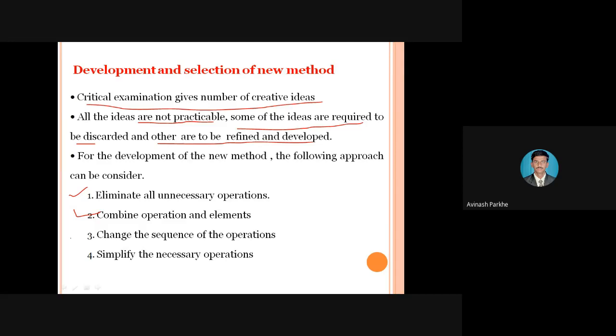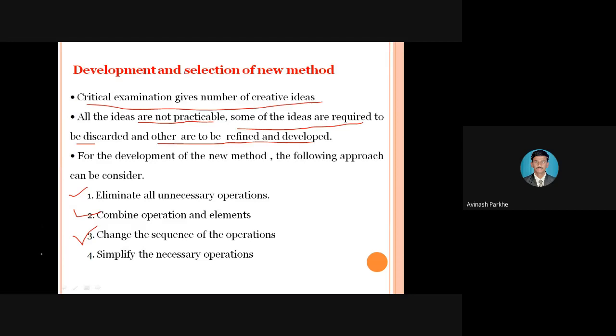Then third is change the sequence of operation. Sometimes your raw material is moving in many directions. Sometimes it has to travel the maximum distance from one machine to the second to the third. So if I change the sequence of operation, through the modified sequence your raw material can be converted into finished goods in minimum time, because the sequence of operation is also important for the new development of the method.